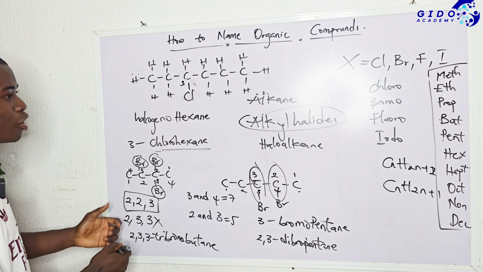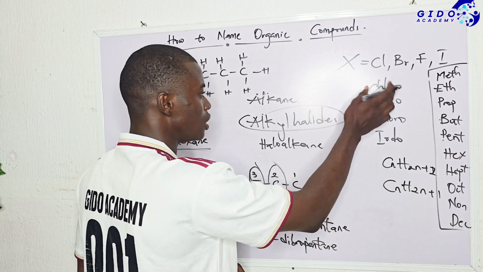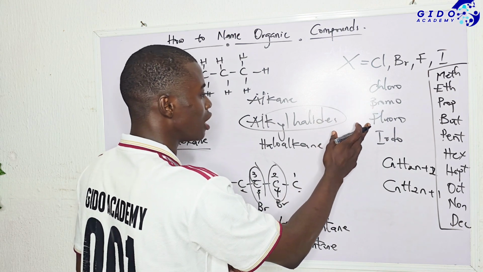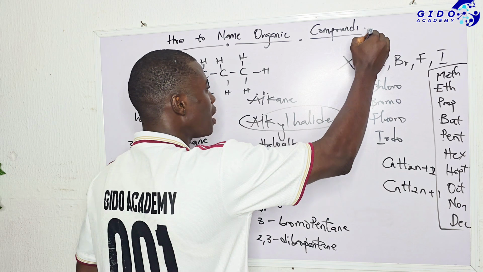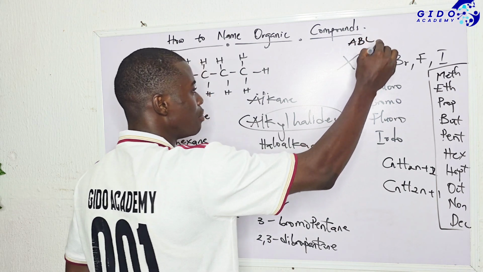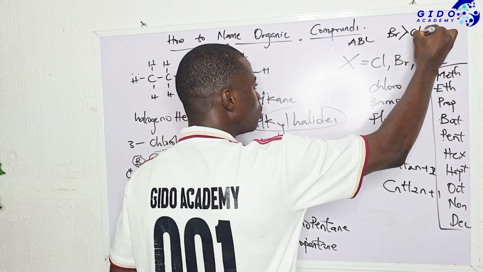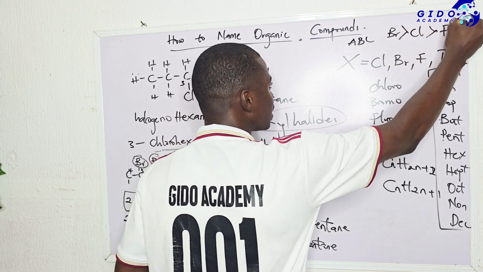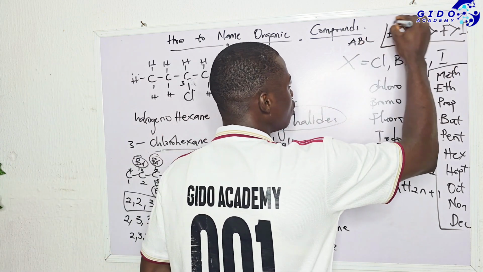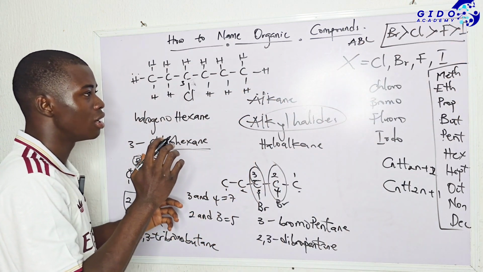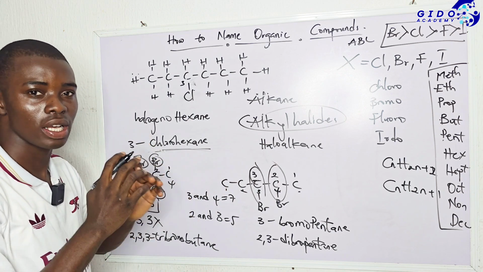But for example, whereby you have more than one halogen in there, chlorine might be there, bromine is there, fluorine is there, iodine is there. So how do you name it? You name them using ABC rule. That means alphabetical order. You start with the bromine, followed by the what? The chlorine, followed by the what? The fluorine, and lastly is the what? Is the iodine. So this is the law, the mechanism you follow while naming the organic compound for just the halogens.